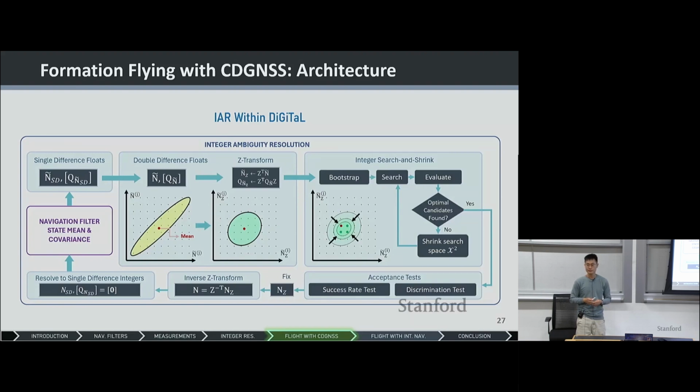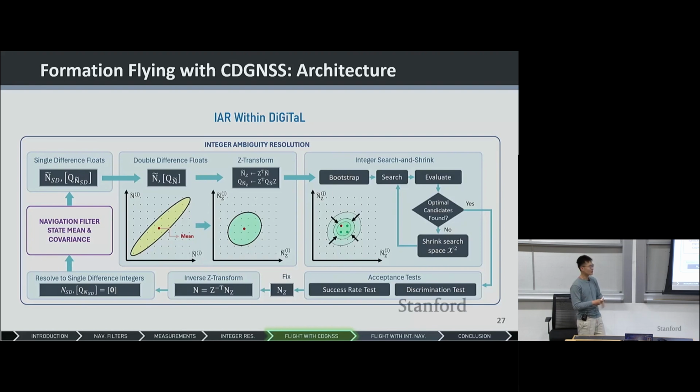It's a change of variable. When you move from your float ambiguities to Z, you find a transformation that makes it simple. And then you solve a problem in Z where there is no correlation anymore. You have to think of it as a change of variable. So the elongated one is Q, and the pure circle would be the diagonal D, but with the Z transform it's going to be close to circular, but not exactly circular. That's kind of the idea.